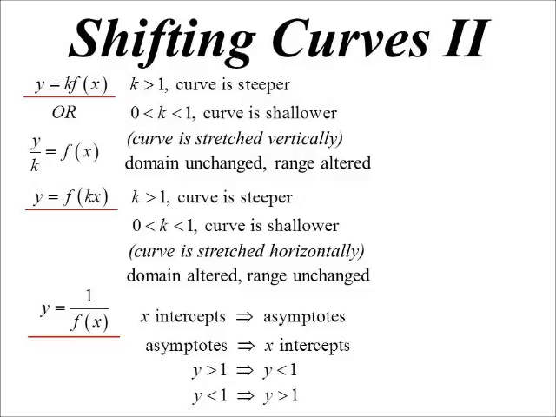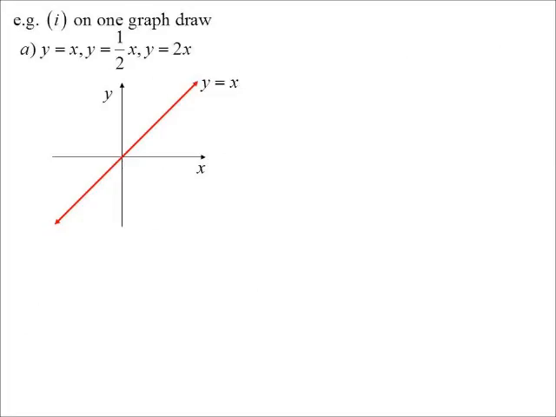If the original graph has a y value that's greater than 1, if I'm turning it upside down, then the new graph will have a y value that's less than 1. So anywhere the original curve was above 1, it now will be below 1. The reverse will also be true. Anywhere the original graph was less than 1, the new graph will be greater than 1. All right, let's have a look at some examples to try and illustrate.